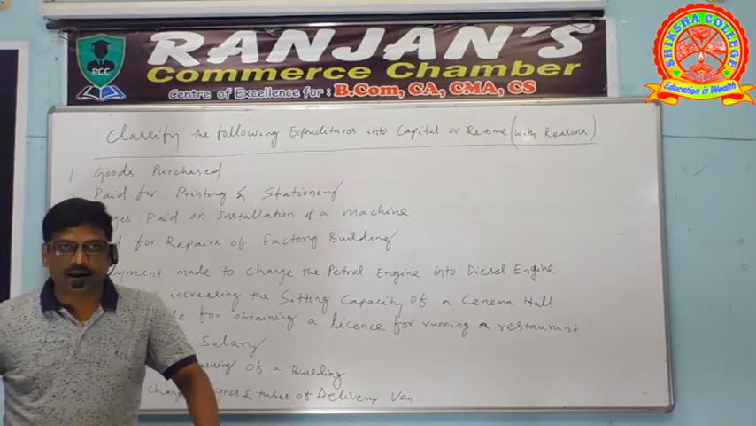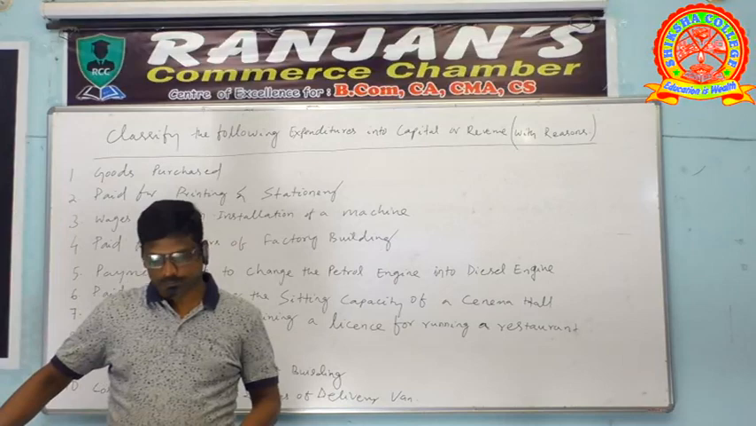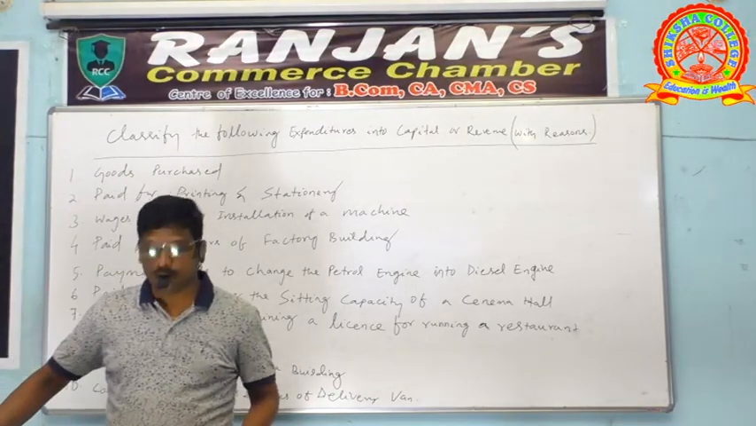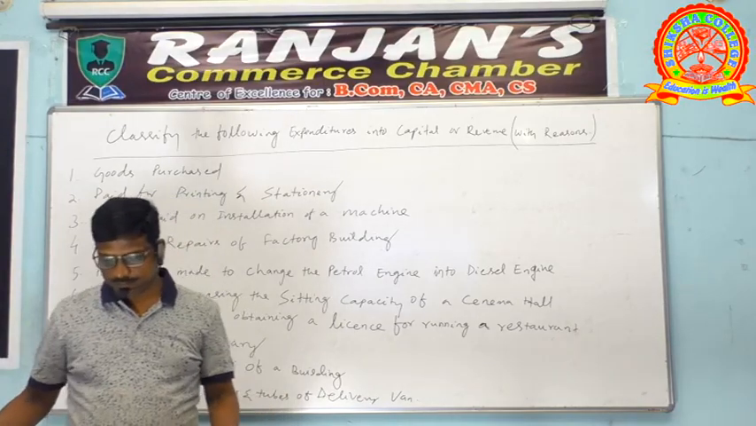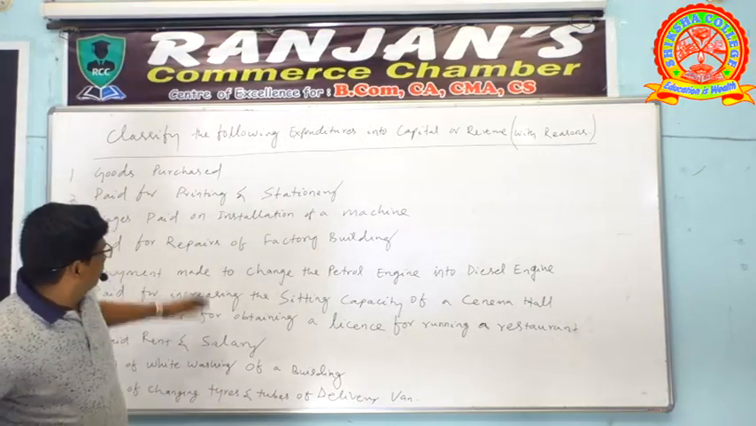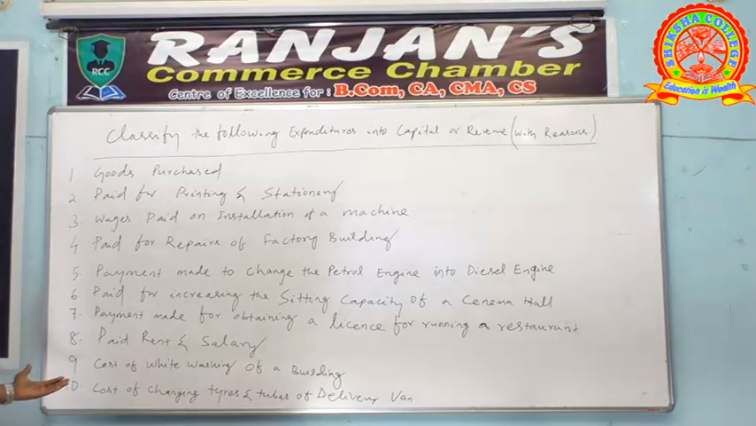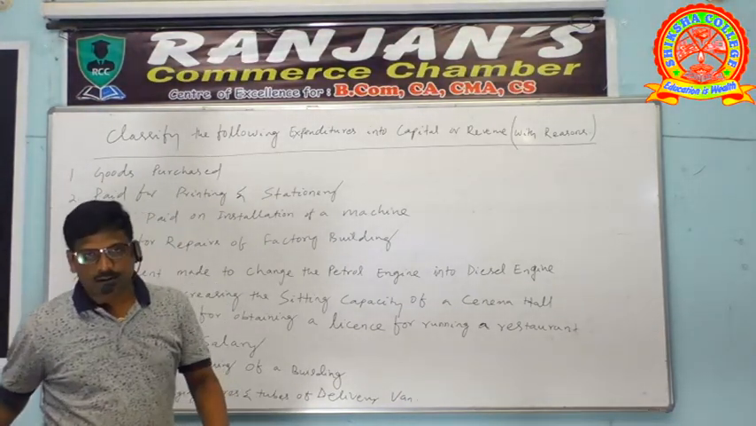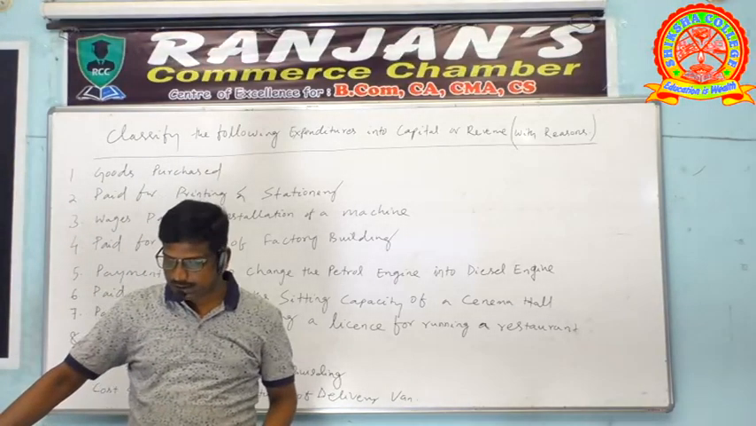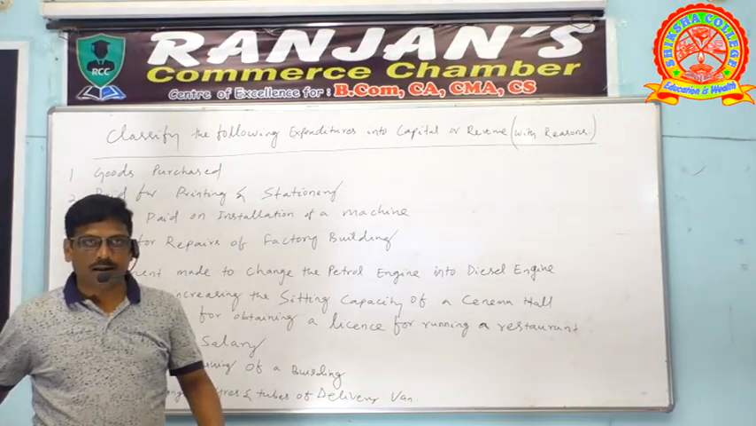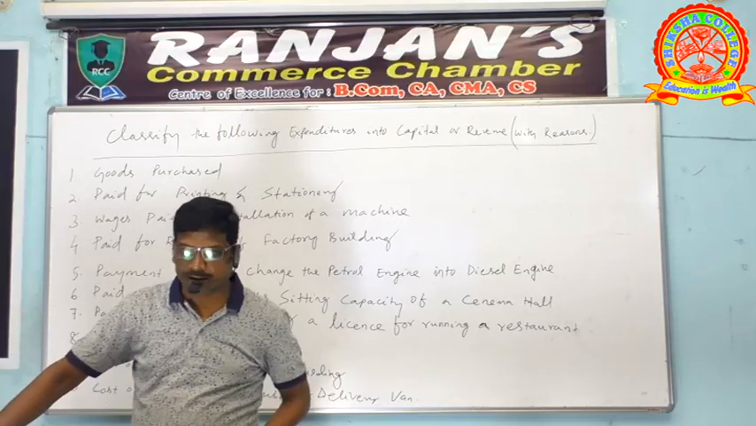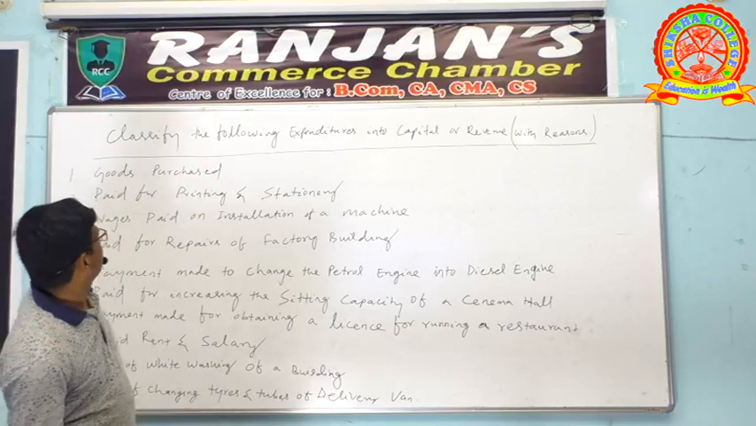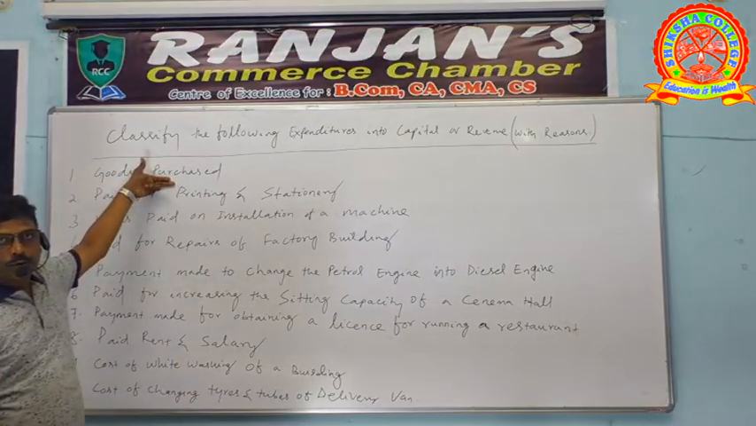into capital and revenue. Please open your running notebook, rough notebook, and copy these 8 transactions, and after that we'll distinguish which one is capital and which one is revenue. Do one thing, friends, leave 2-3 line gaps.